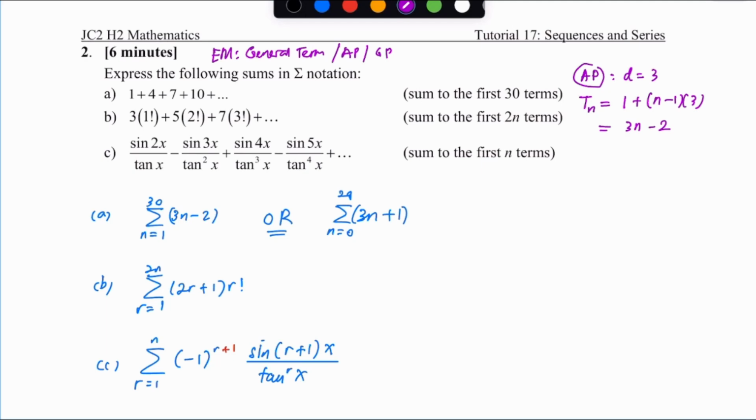Usually when we use the general term in E-Math, n starts with 1. Or for this case, the r starts with 1. Technically whether you use n or r doesn't really matter, it can, no problem, as long as you're consistent on what the variable is.